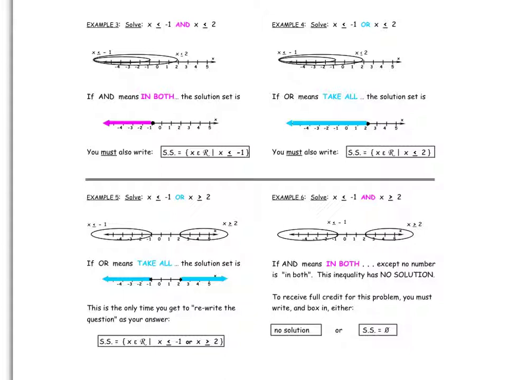Our last two examples, 5 and 6, use less than -1, which goes in one direction, with bigger than or equal to 2, which goes in another direction. "Or" simply means to take all, and the only way to summarize that is to rewrite less than or equal to -1 or greater than or equal to 2 in set builder notation. And "and" between two disjoint sets, in which you have to be in both places at the same time, which is impossible, is no solution.